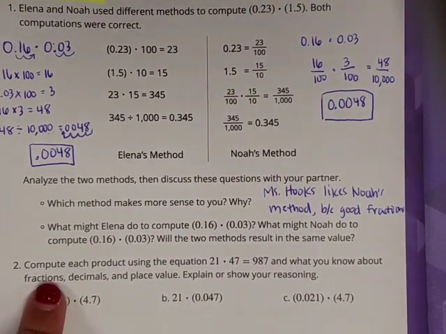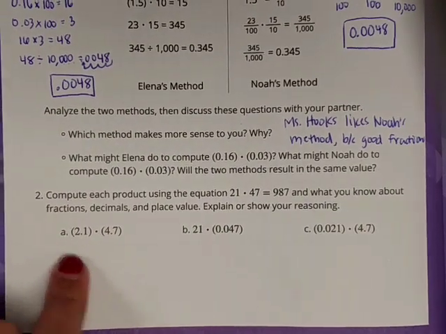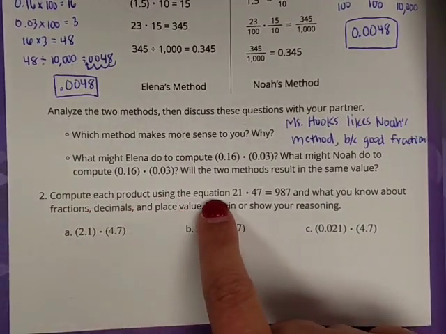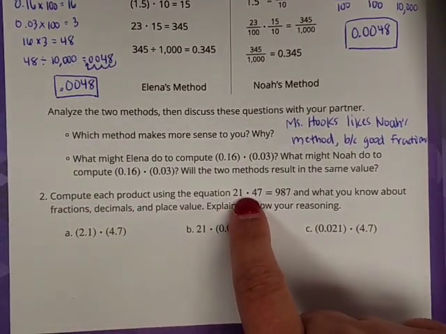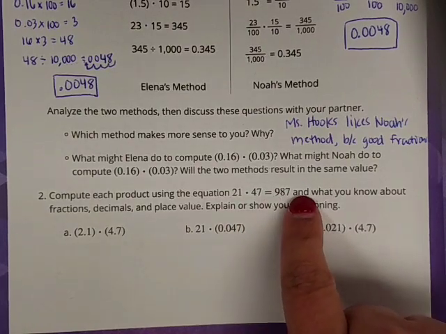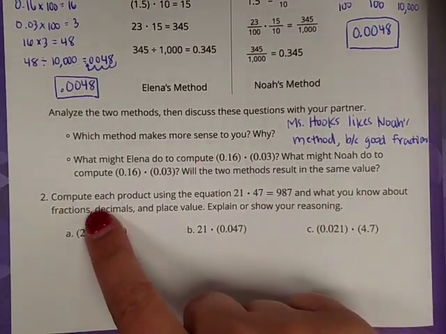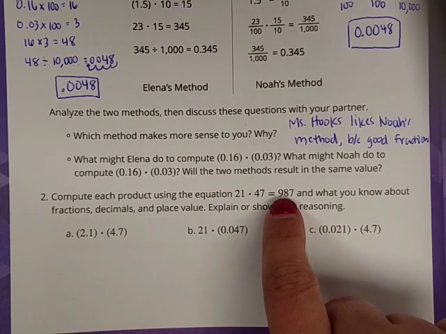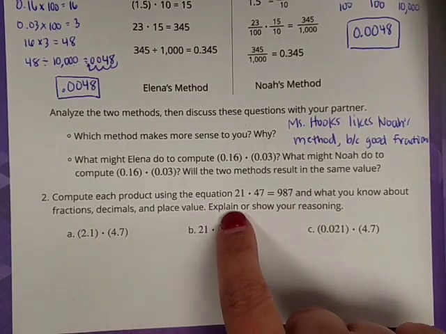Now what we're going to do is use this problem down here. Compute each product using the equation. So if we already know that 21 times 47 is 987, then what do we know about fractions, decimals, and place values to help us answer this?